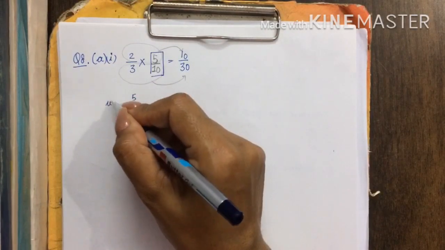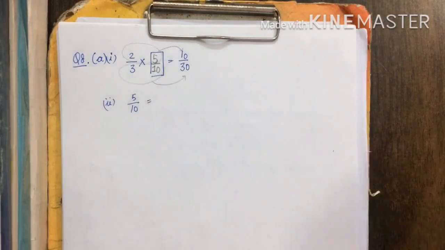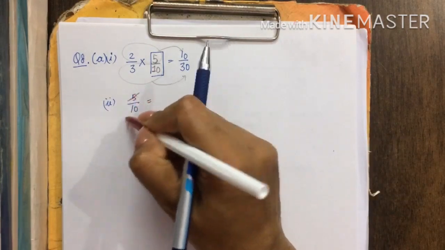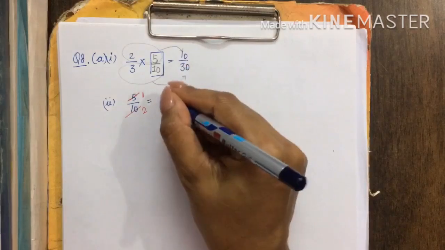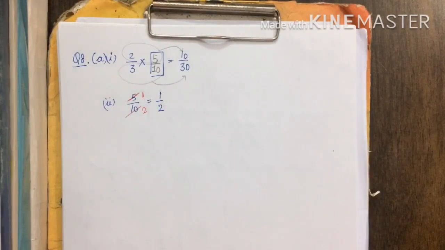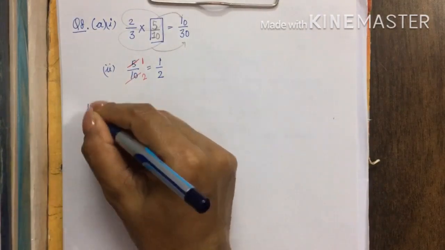In the second part, I have to simplify this. So simplifying 5 by 10. 5 by 10, both can be divided by 5. 5 ones are 5, 5 twos are 10. So the simplified answer is 1 by 2. Let us do the next part, B part.